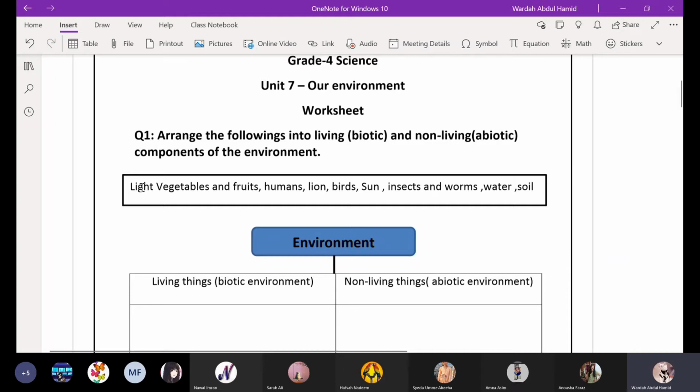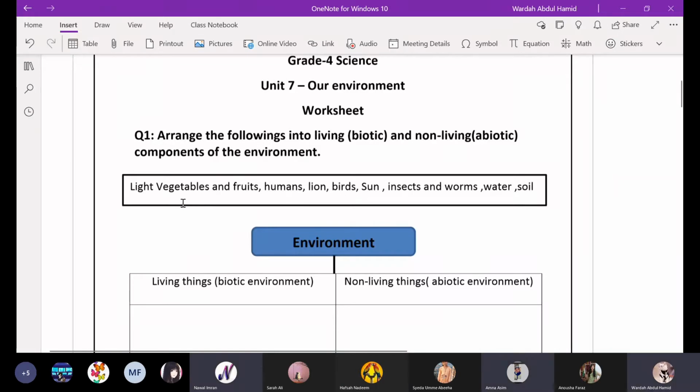Okay, Amina, you are going to read these words one by one, and tell whether it's a living thing or a non-living thing. Yes, teacher. Read the word. Light. Yes, girls, light. Is it a living or non-living thing? Non-living. Non-living things. Yes, next word.